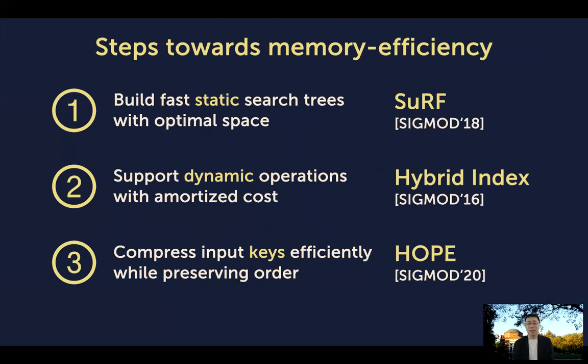So altogether, from building fast static search trees with optimal space to supporting dynamic operations on these trees with amortized cost, then to the order-preserving index key compression. These three steps form a practical recipe for achieving memory efficiency for search trees in databases. And that is my dissertation.